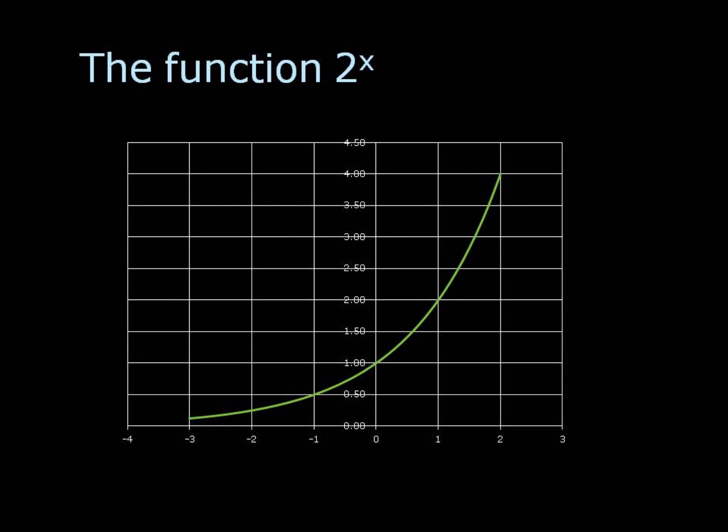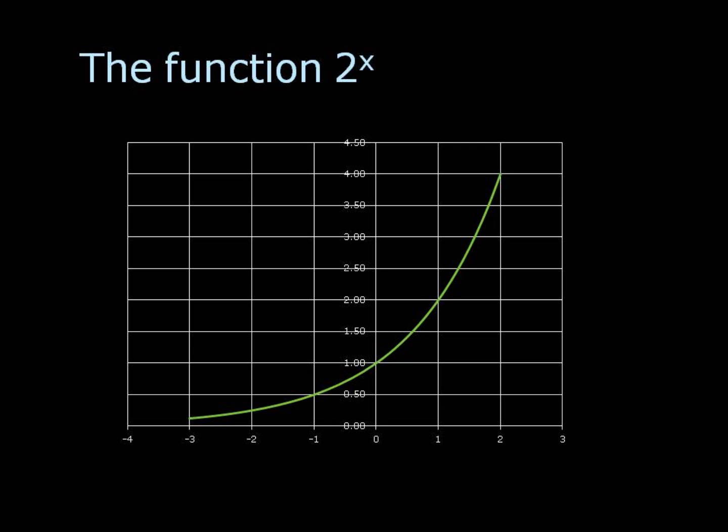So now we can calculate the value of 2 to the power of x for any value of x. So we can plot this graph properly and we'll get a shape like this. This goes through the point (0, 1), because 2 to the power of 0 is equal to 1. If x is negative, then the value is going to be less than 1. So for example, 2 to the power of minus 1 is a half.